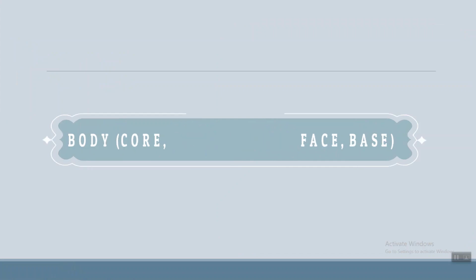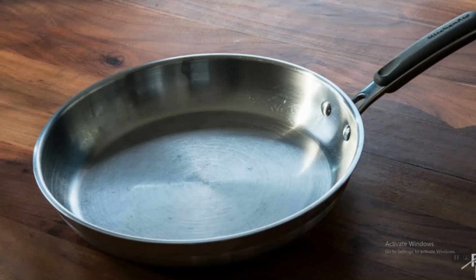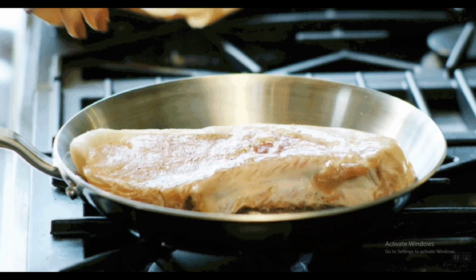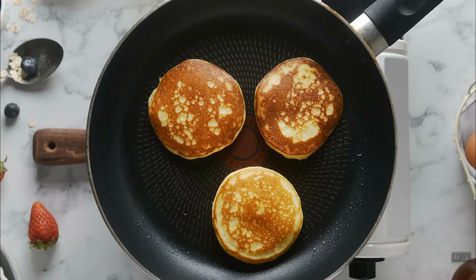For the body parts, which are the core, cookware surface, and the base, they are all made up of stainless steel for food browning purposes, as steel is a good conductor of heat. Cast iron is also used on the surface for stain resistance.